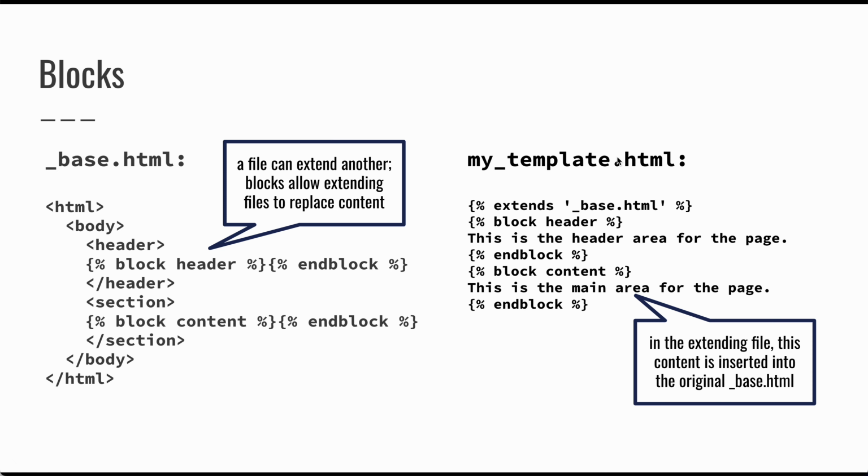Now we can create another template, and you can see this one extends base HTML. So we start with what we have here, but we're going to replace the values for the header and the content blocks. So this is the header. If somebody were to access my template.html, what they'd actually see is HTML, body, header. This is the header area for the page. Close the header element section, and then this is the main area for the page. Close the section element, close the body element, close the HTML element.